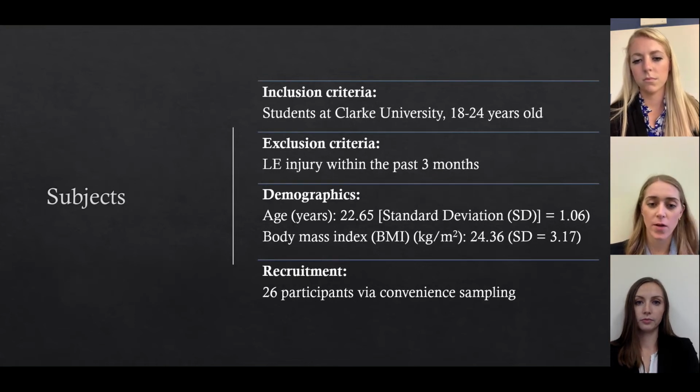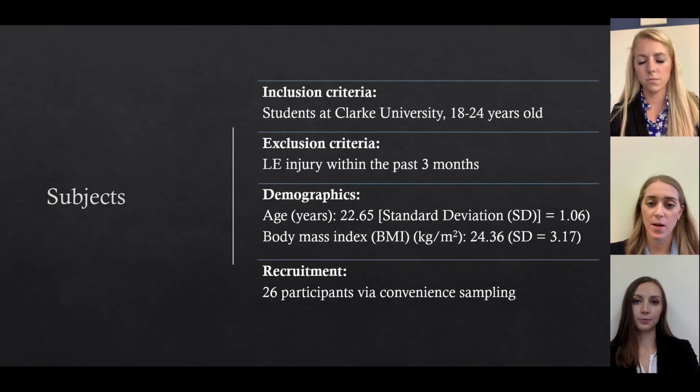Our subjects were Clark University students between the ages of 18 and 24 years old. Subjects were excluded from our study if they had sustained a lower extremity injury within the past 3 months. The average age of our participants was 22.65 years old, and average BMI was 24.36 kilograms per meter squared. We recruited our participants via convenient sampling and had a total of 13 males and 13 females, combining for 26 total participants.